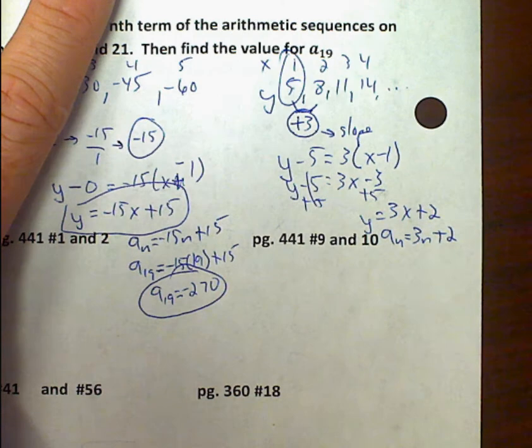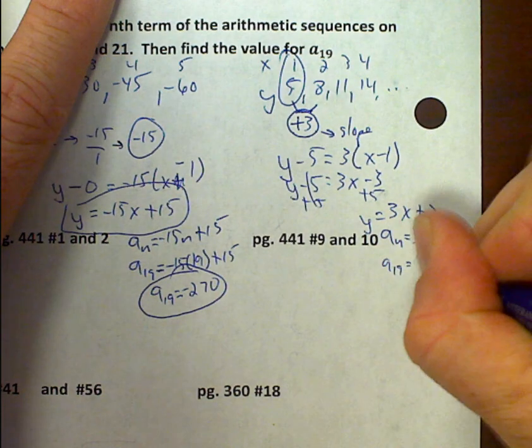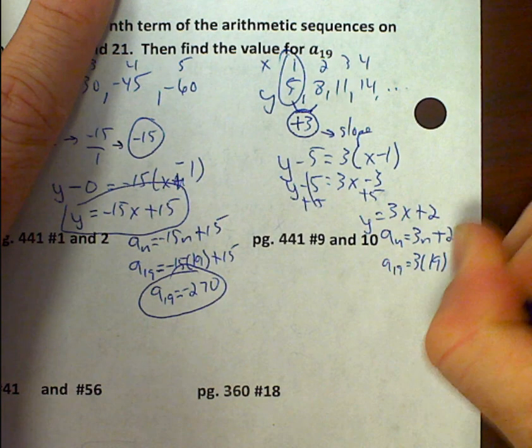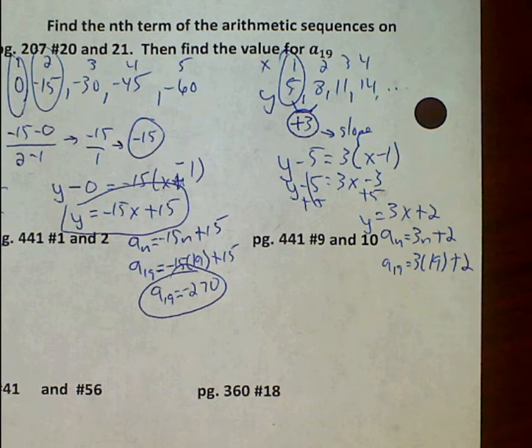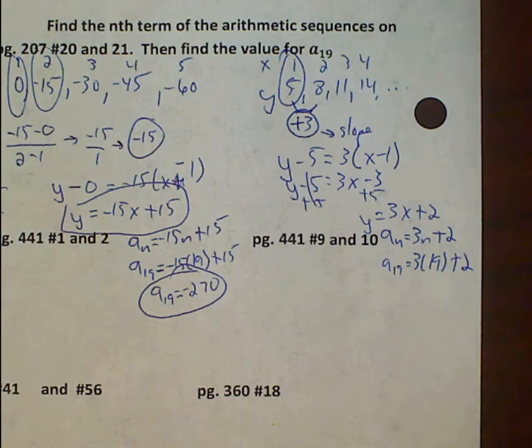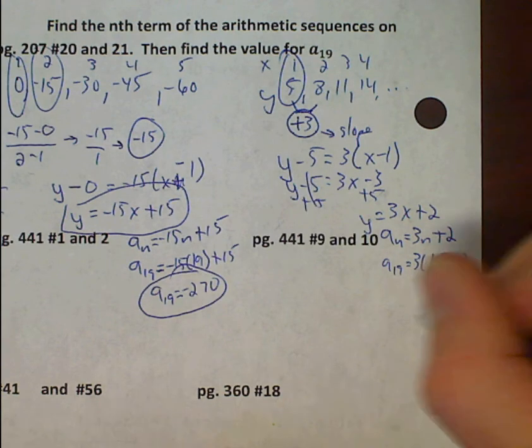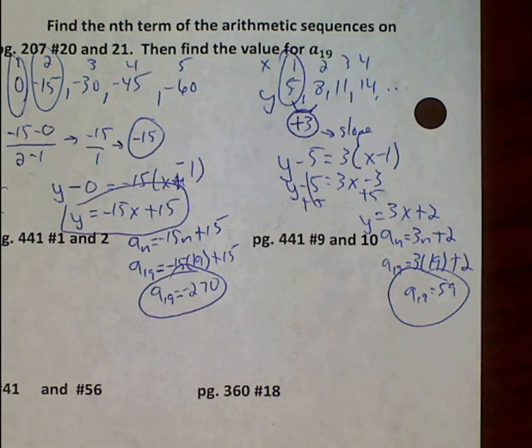I need to find the 19th term, so a sub 19 equals 3 times 19 plus 2, which gives me 59. So a sub 19 equals 59. There's my answer.